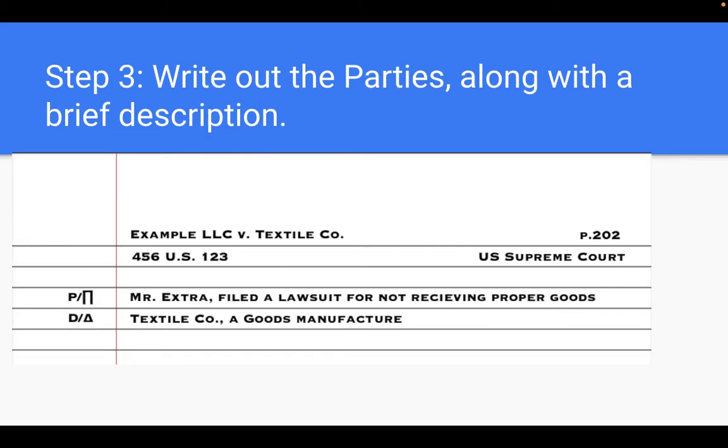Next step is you're going to write out who the prosecution or the plaintiff is, and you're going to write out who the defendant is. This is also going to be important because the professors might ask you this during a cold call. In addition, it's helpful to write the name and also a brief description of what the parties are, who they are, how they relate to each other, in order to give yourself more context.